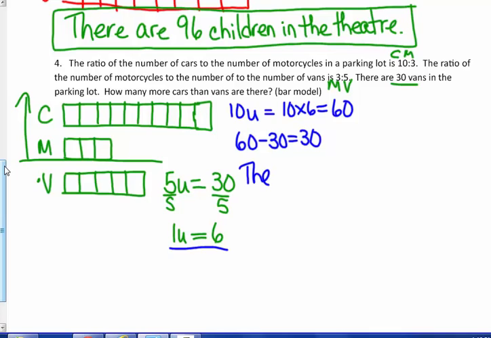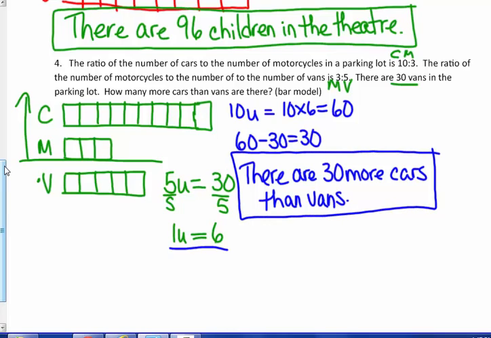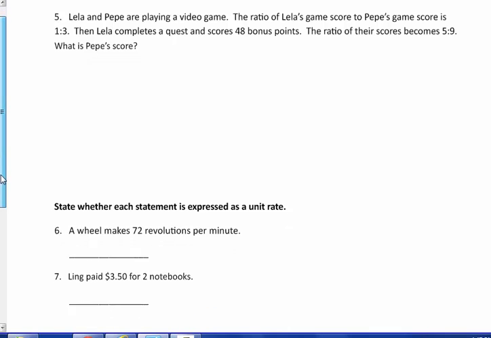There are, and I'm going to full sentence answer this, there are 30 more cars than vans in the parking lot. But I'm going to end my sentence there, put a box around it, and go on to the next problem. Number 5, I'm going to leave that one for class on Monday. It's a tricky one. We'll probably do that one together. That's probably where I'll start on Monday.